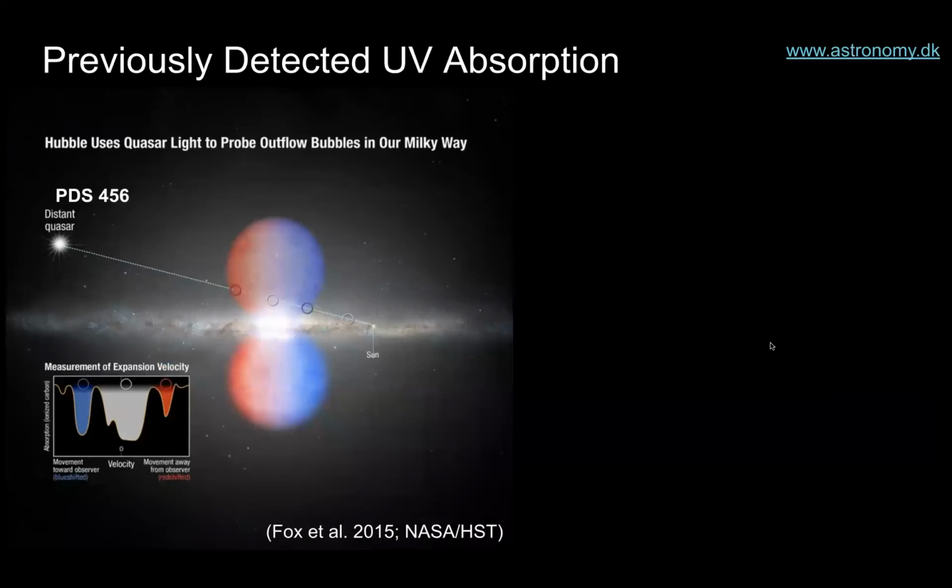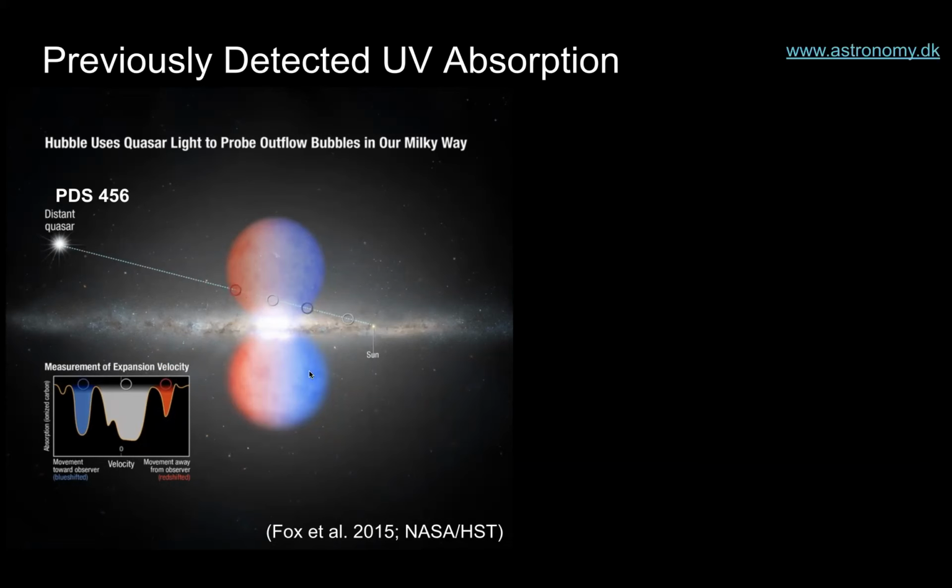And so what we've done recently is we've turned to some previously detected UV absorption from quasars that have lines of sight passing through the Fermi bubbles. So in 2015, Andrew Fox and some collaborators looked at the quasar PDS 456. It's relatively low in latitude, about 10 degrees, but still passes through the Fermi bubble near the edge. And they're able to see absorption at high negative and high positive velocities that are pretty consistent with what you would expect for a biconical outflow from galactic center.